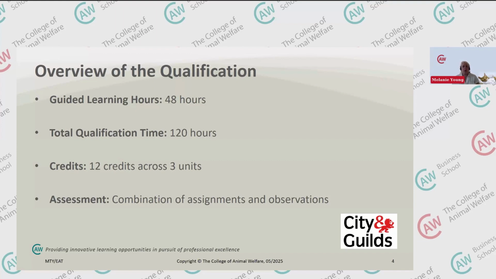Accredited qualifications also come with credits. So this is a 12 credit qualification, and it's 12 credits that are built up across three separate units. The assessment for this qualification is a combination of assignments. The assignments are externally set, so City and Guilds set those assignments, and they're internally marked. So if you do the qualification with us, they are marked by a tutor on our team.